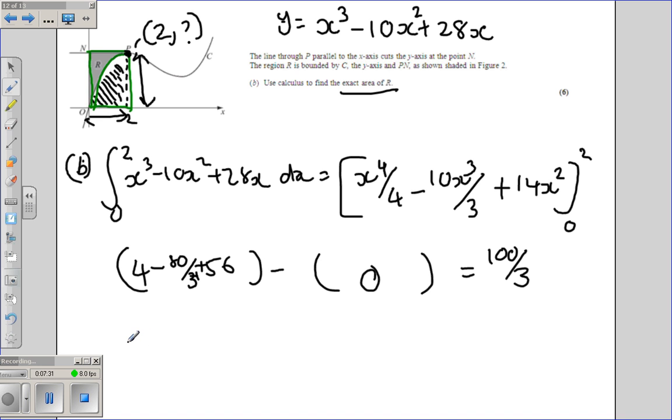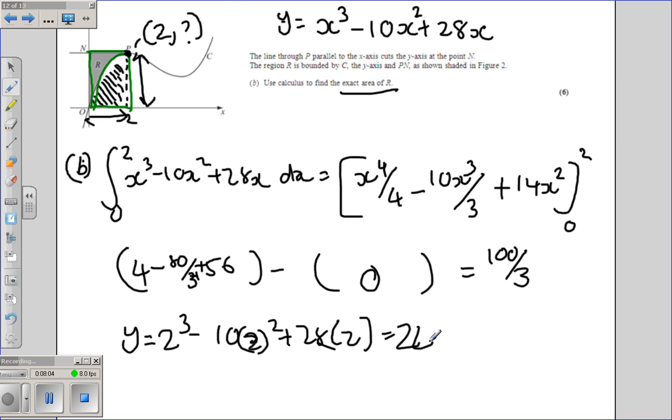So for point P, we need to find y equals, we need to substitute 2 into the function of that curve. So 28 times 2. So we've got 8, take away 40, plus 56. Just do that on a calculator. 8, subtract 40, add 56. Gives me a y coordinate of 24. So this point here we know is 24. So we know this height is 24 and this distance is 2.